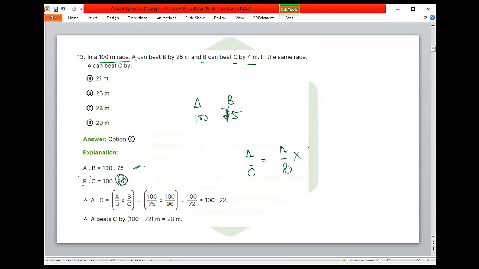So if I need to find out A and C, I'll get A divided by B multiplied by B divided by C, right? As and when you solve it out, you'll easily get the answer as 28. That is option number C. Simple question. C is the correct answer. I don't know how three of you have marked D as the correct answer. I guess you did not subtract it properly.